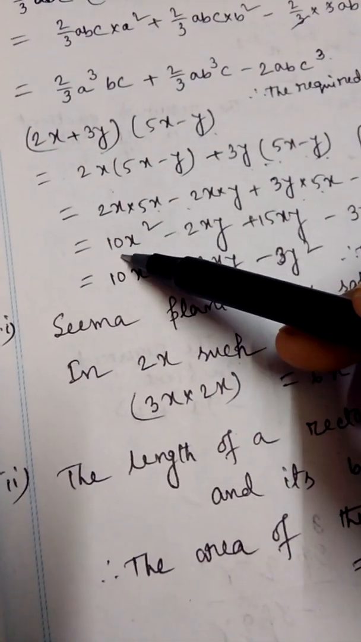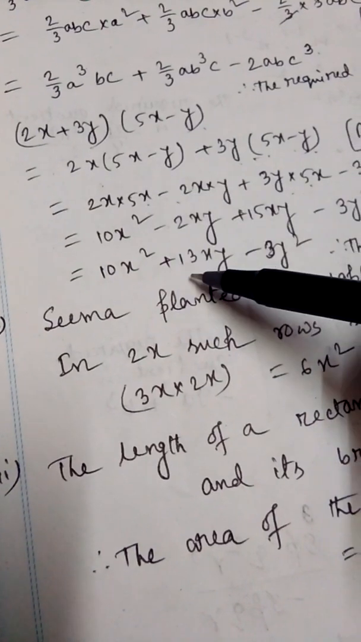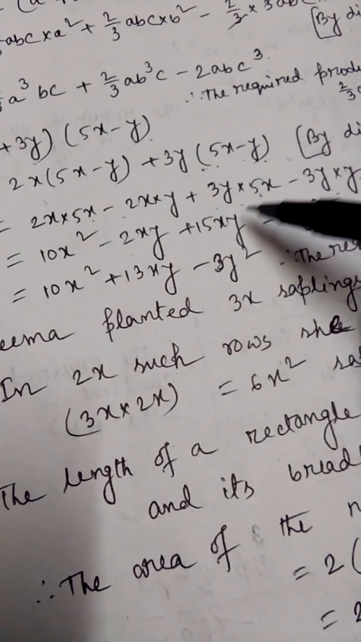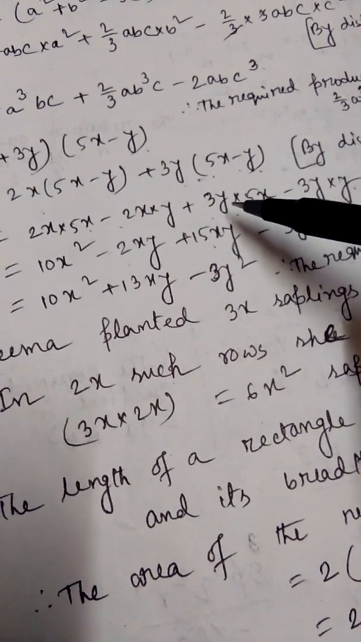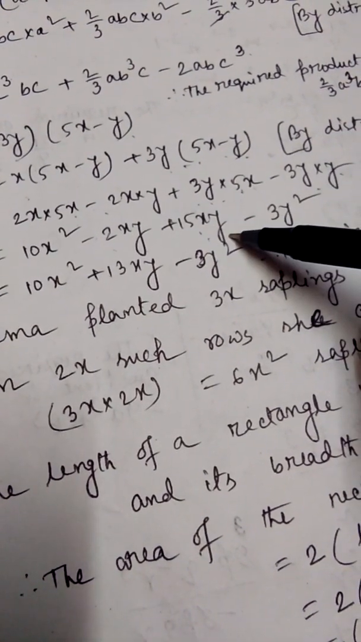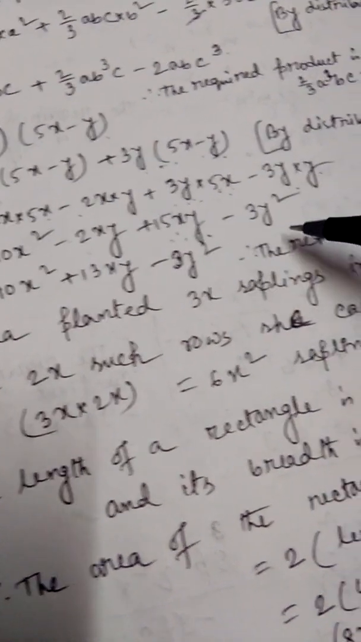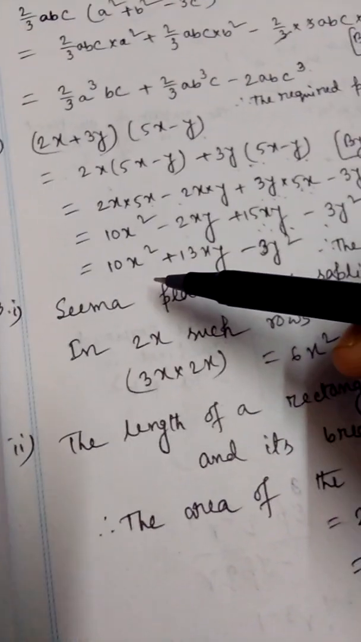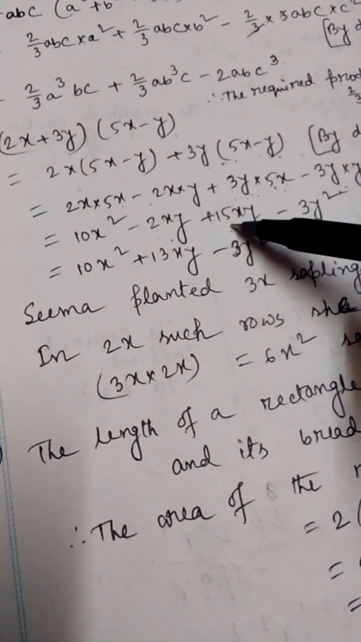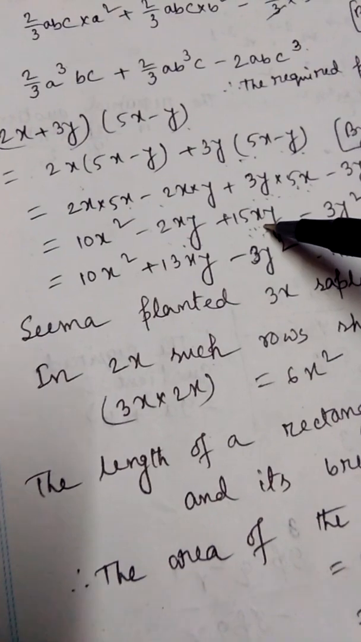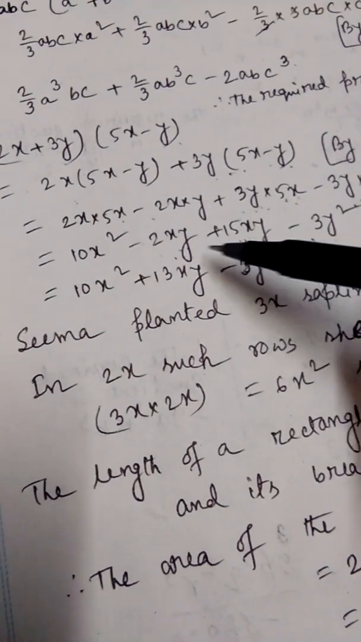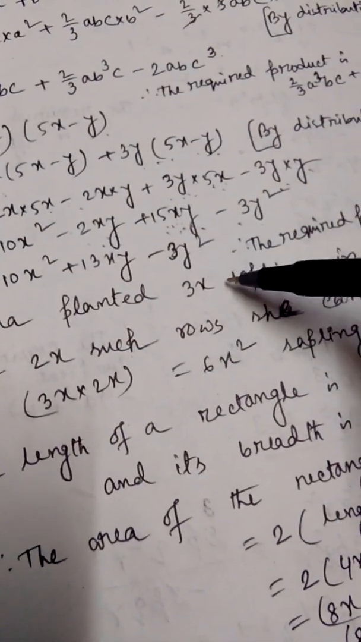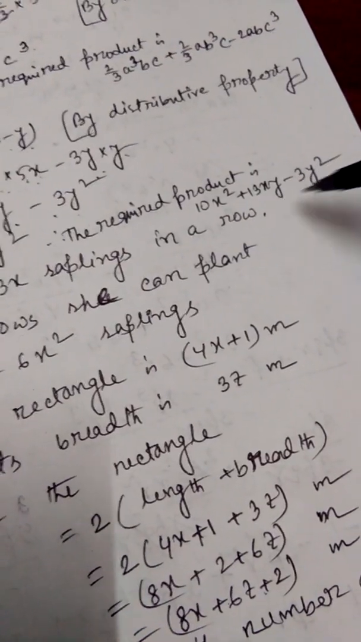2 into 5 equal to 10, x into x equal to x square, that is 10x square, minus 2xy, plus 3 into 5 is equal to 15yx, that is xy. yx and xy are the same. Minus 3 into y, that is y square. These terms are like terms. Minus 2xy plus 15xy are like terms. Then after simplification, we will get 10x square plus 13xy minus 3y square. Therefore, the required product is this.